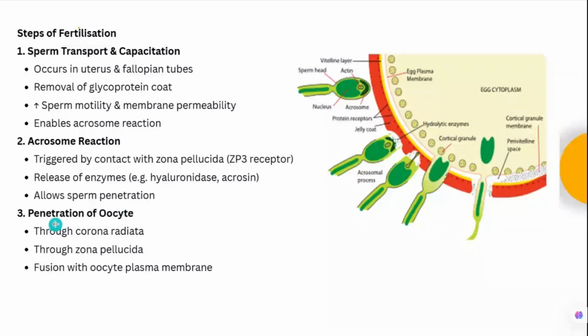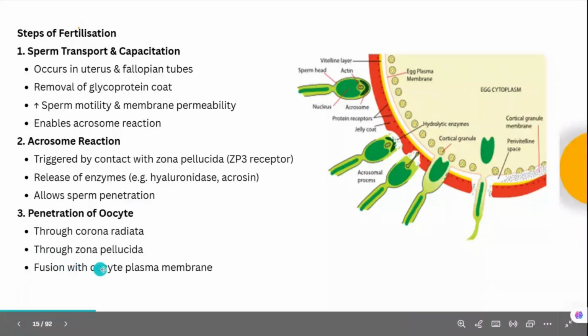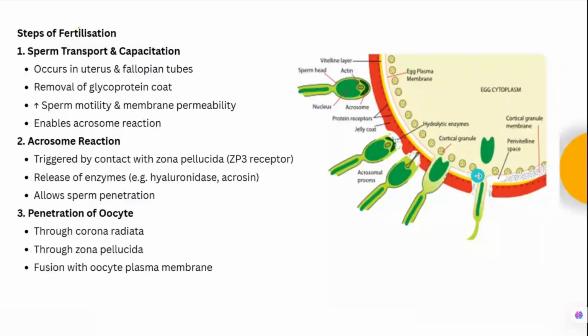So there is penetration of the oocyte through the outer covering called the corona radiata. Then there is the zona pellucida. The corona radiata are nothing but the cells of the follicle, and they form the corona radiata. Then there is the zona pellucida, and after that there is fusion with the oocyte plasma membrane. The plasma membrane of the sperm will fuse with the plasma membrane of the ovum. So that is how it gets formed.